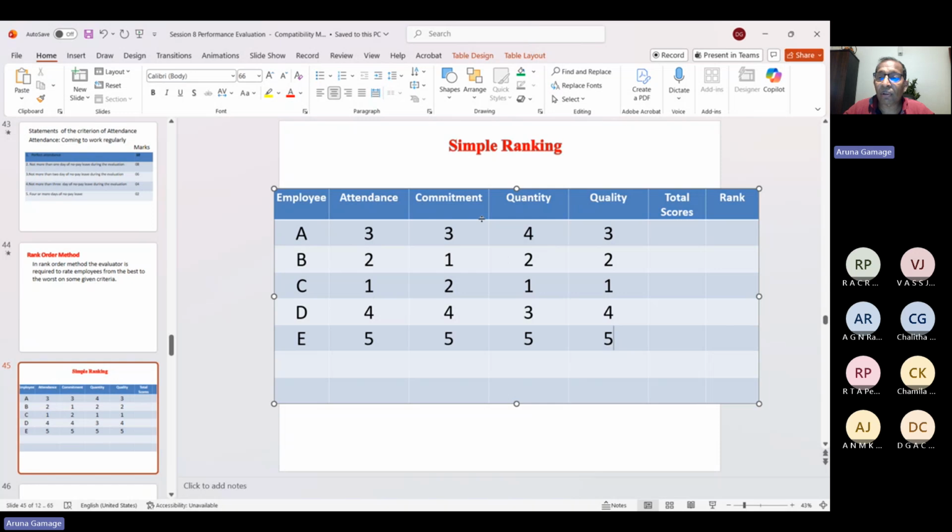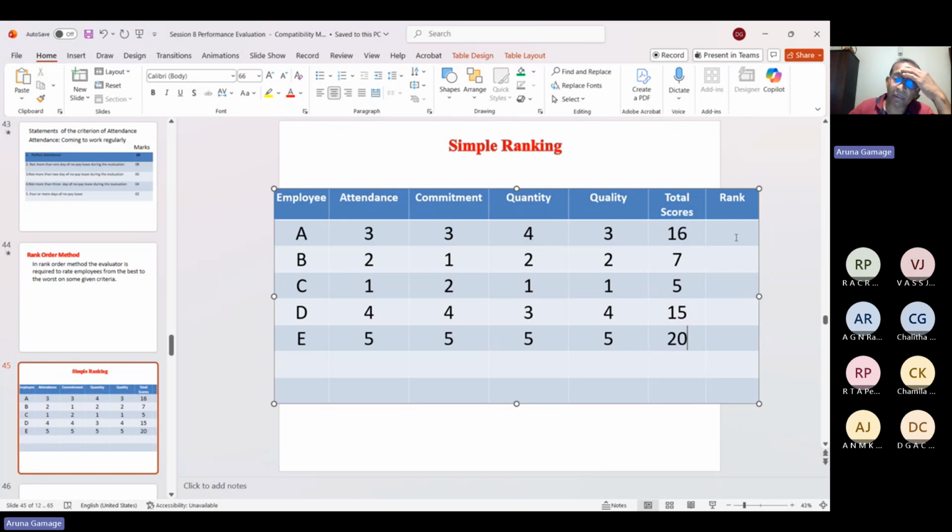Right. I am going to calculate total scores. What is the total score for A? 3, 3, 9, 13. For B: 3, 2, 1, 3, 5, 7. C: 1, 2, 3, 4, 5. D: 4, 4, 4, 12, 15. E: 5, 5, 5, that means 20. So I have calculated all these scores.